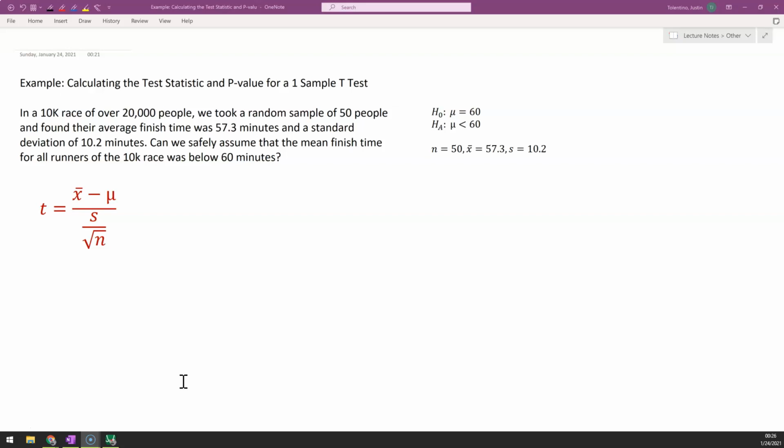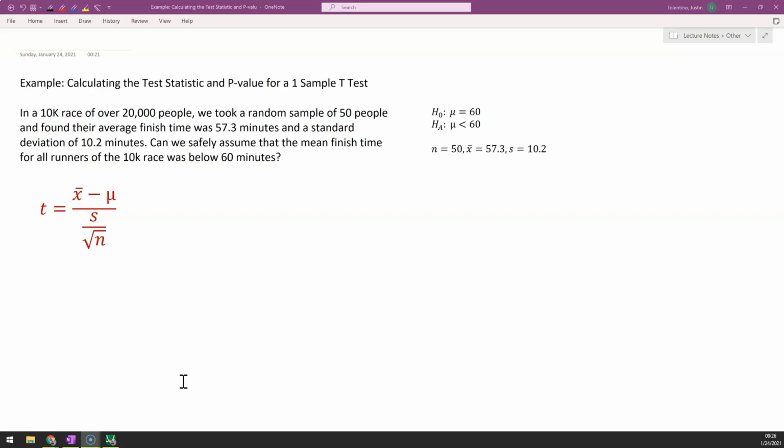So we already discovered that the null and alternative hypotheses are going to be mu equals 60 minutes, and we are looking for evidence that it's less than 60. Also, from the information that was given, we were able to distinguish that we have a sample of 50 people, so n is 50. The average of those 50 people was 57.3, so we have an x bar of 57.3, and the sample standard deviation s was 10.2 minutes.